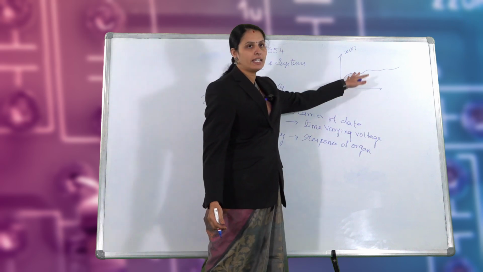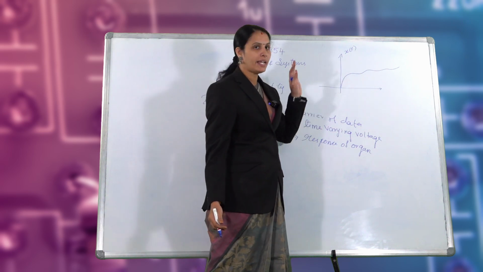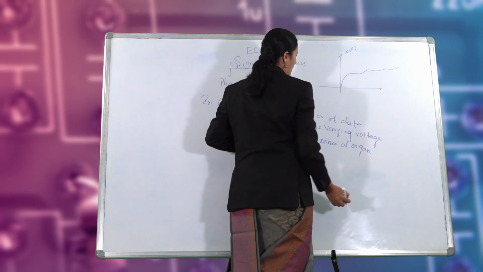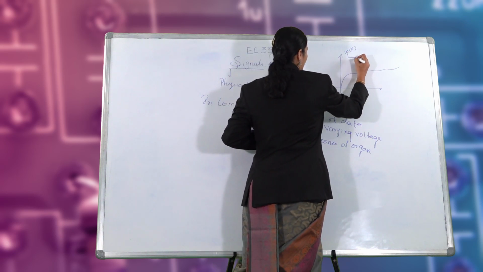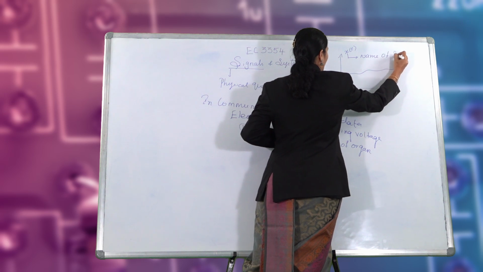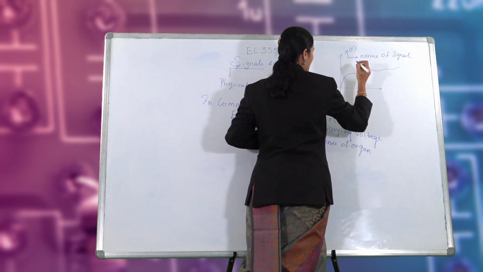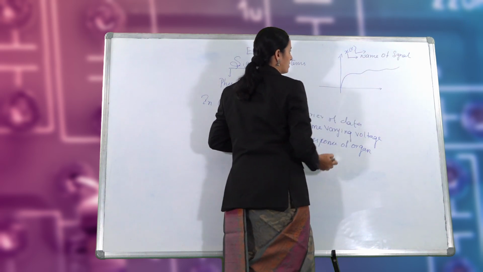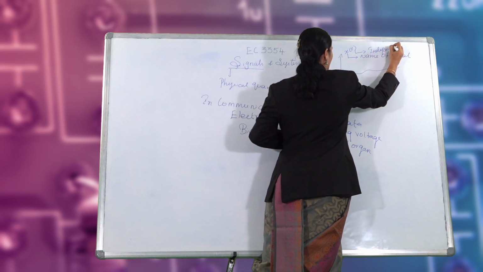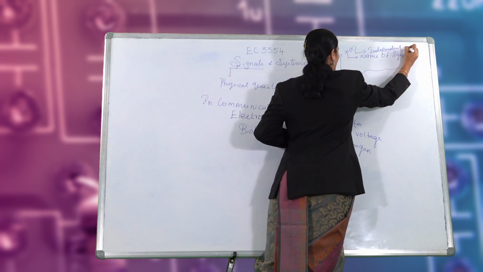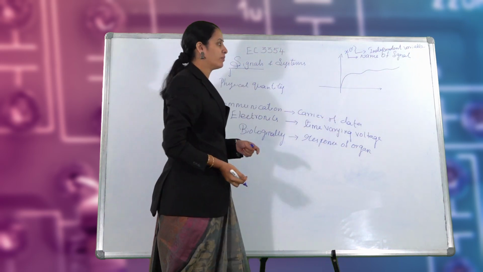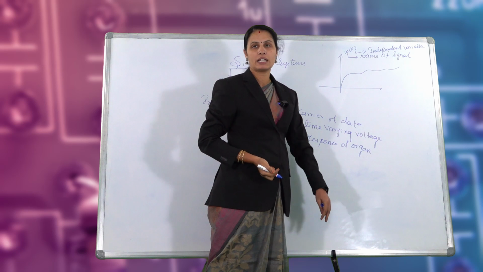It doesn't carry any information. For example, I have given this as a signal. Here, this x of t, this x represents the name of the signal, and the t represents your independent variable. This x of t is your name of the signal. Here it carries some information.